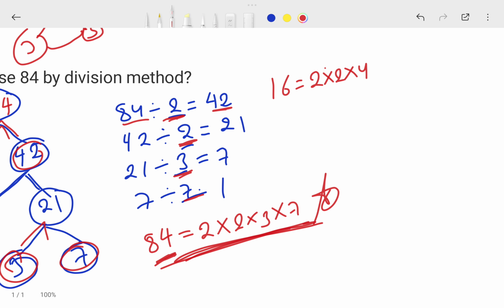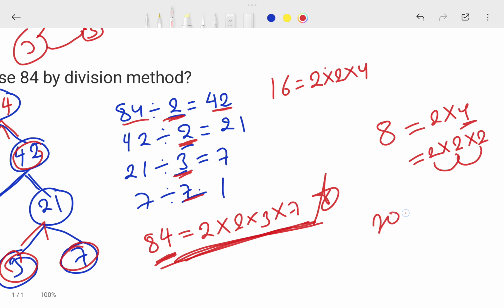If I tell you to write 8 by the multiplication method, it is the factor division method. You have to multiply, and the answer has to be 8. So you can write 2 into 4, that's going to be 8. To write this 4 in more detail, 2 into 2 is 4. 4 into 2 is 8, that's over.